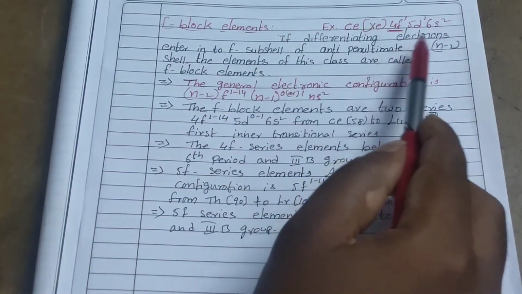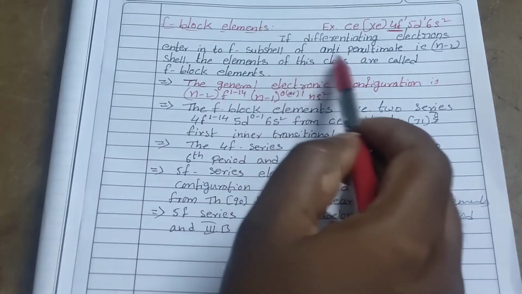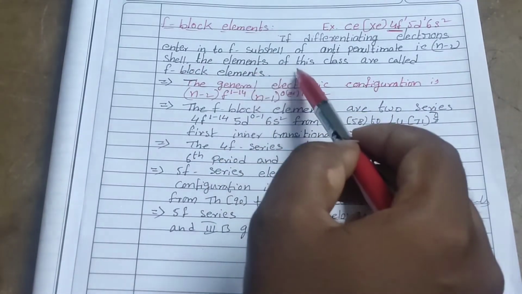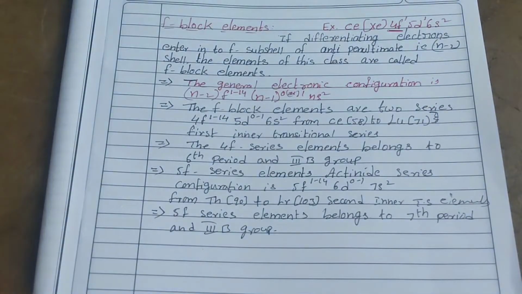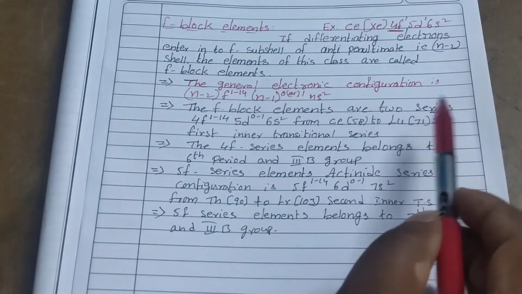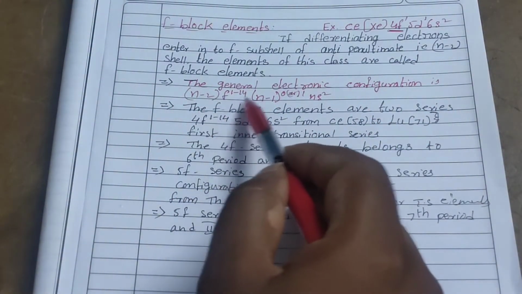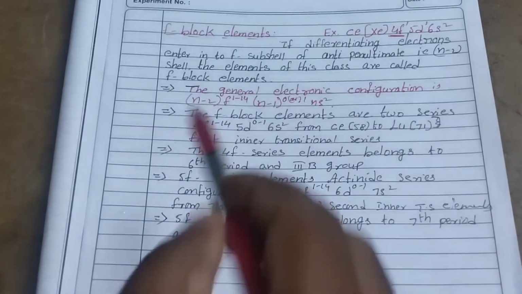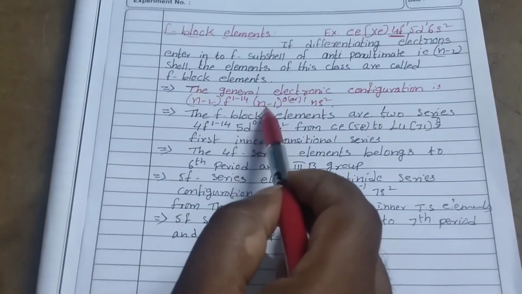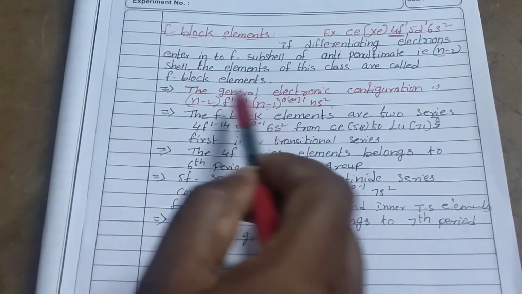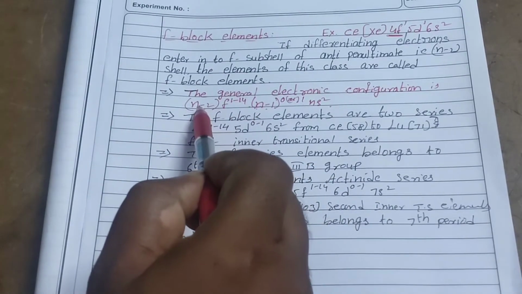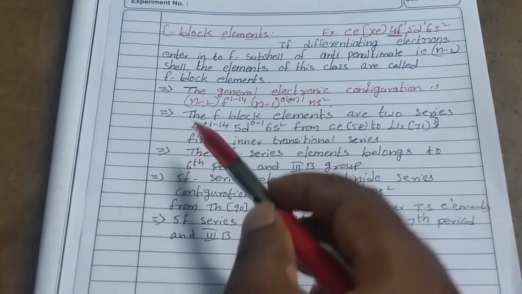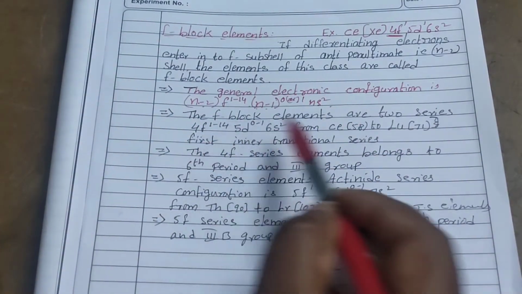If differentiating electrons enter into the f subshell of the antepenultimate shell, that is the (n-2) shell, the elements of this class are called f block elements. And the general electronic configuration of f block elements is (n-2)f 1 to 14, (n-1)d 0 or 1, ns2. Here the antepenultimate shell means the shell beside the penultimate shell, before the valence shell. The f block elements are two series, the 4f series and 5f series.